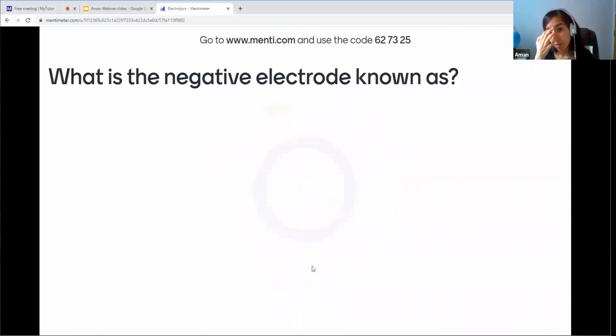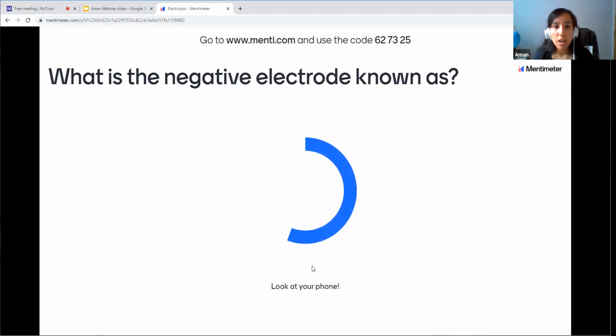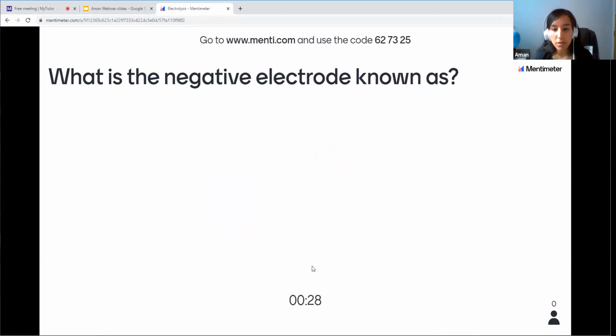So the first question should be coming up on the screen. What is the negative electrode known as? You have to type the answer in. There's really only 2 answers. So what's the negative electrode known as? And when I say 2 answers, you've got a 50-50 option, basically. It's either going to be one or the other.